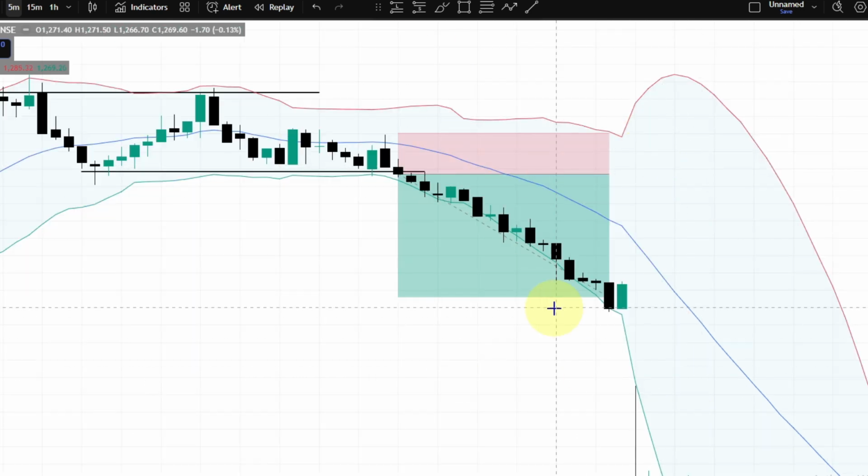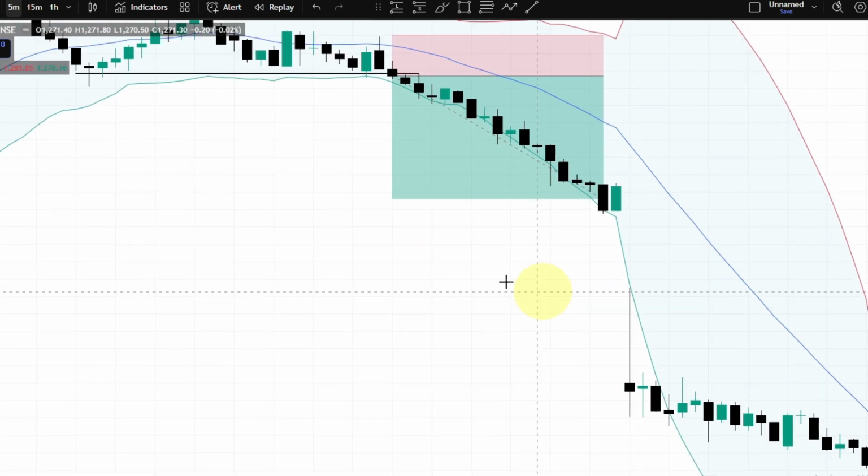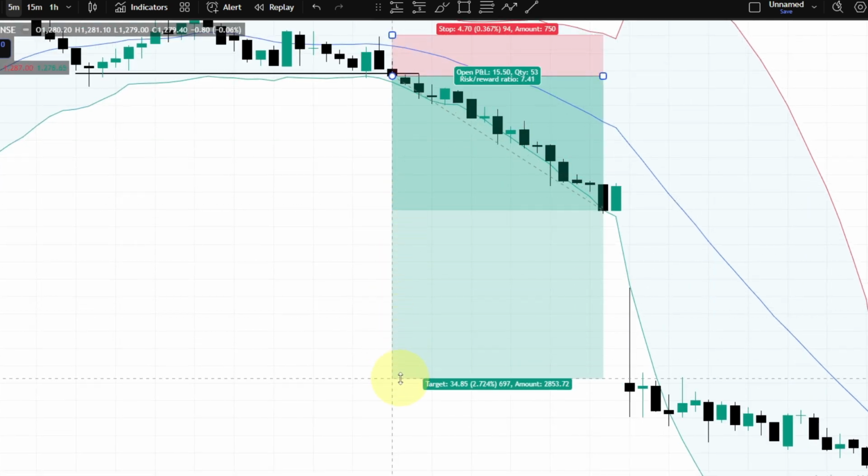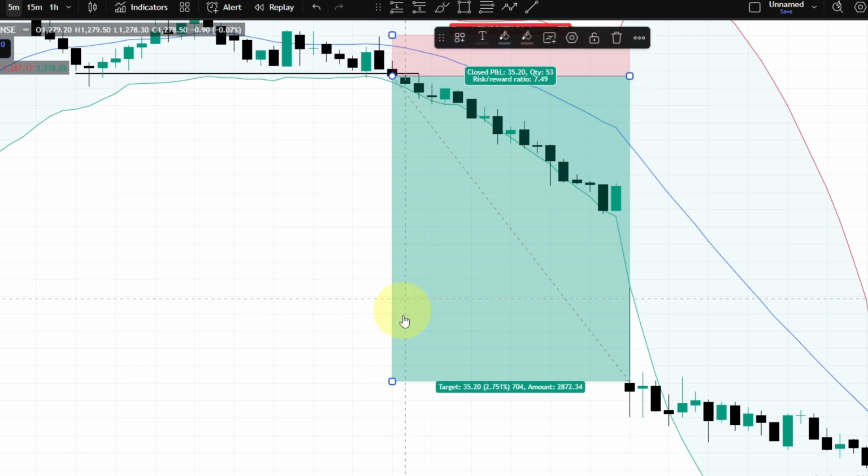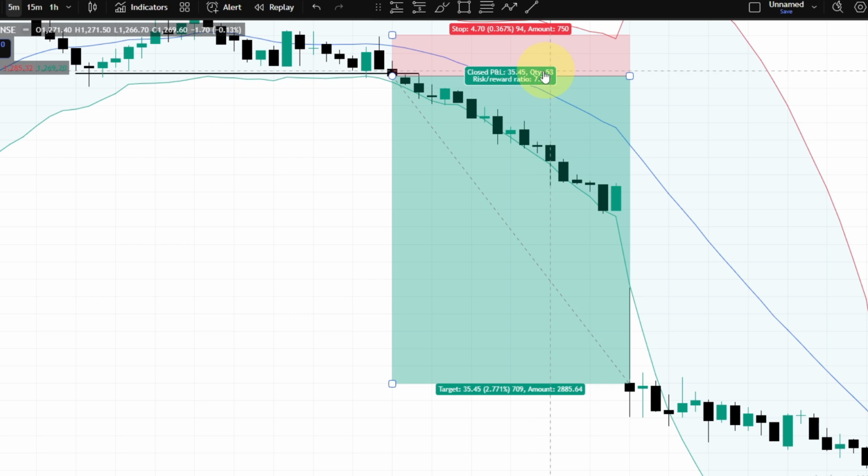But wait, this is not over yet. If we hold this trade for another day like this, you can see when the price opened on the other day, we got a 1:7.5 RR ratio, which is humongous.